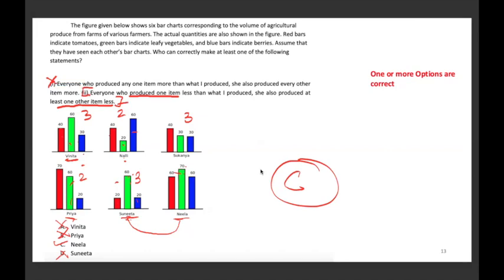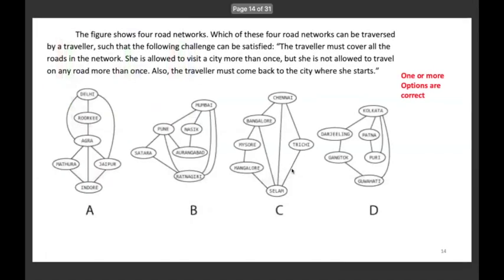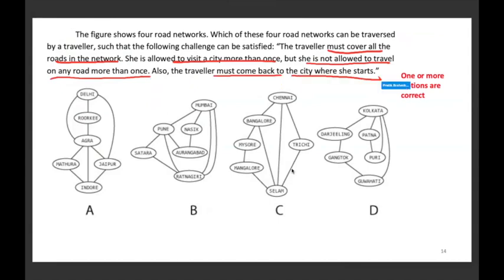Okay, we'll move to the next one. The figure shows 4 road networks. Which of the 4 road networks can be traversed by a traveler such that the following challenge can be satisfied? The traveler must cover all the roads in the network. She is allowed to visit a city more than once, but she is not allowed to travel on any road more than once. Also, the traveler must come back to the city where she starts. One or more options are correct. So in this case, there are only 2 options which are possible.